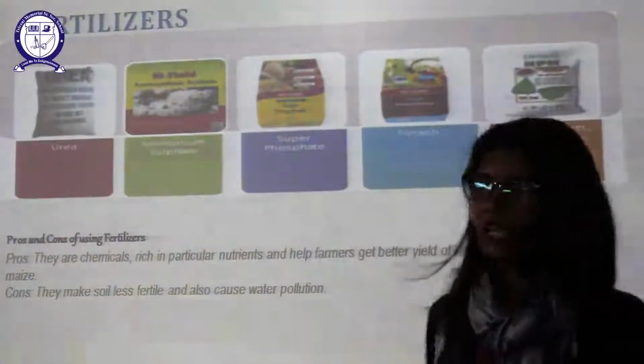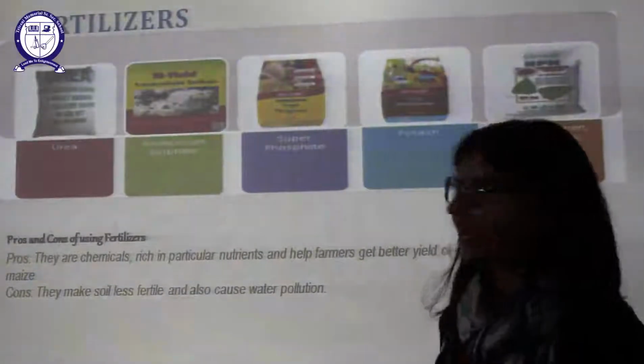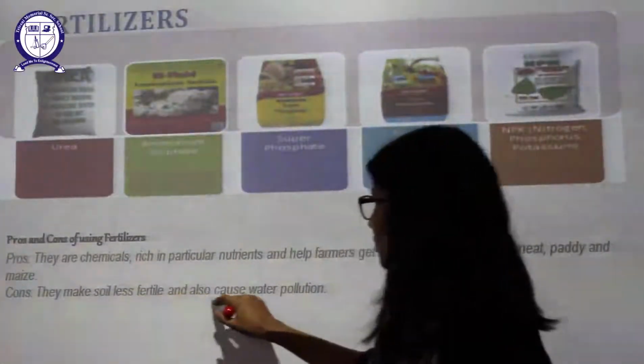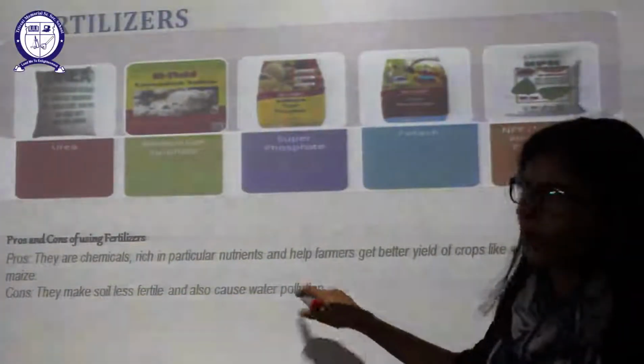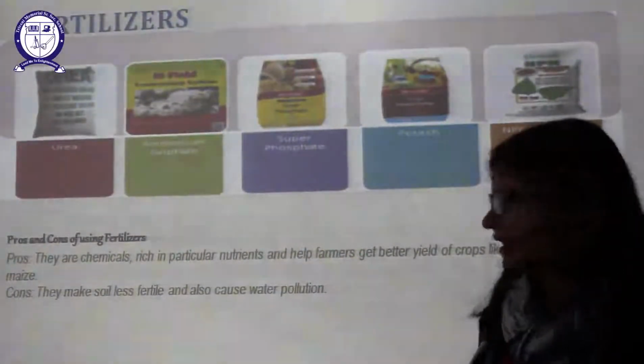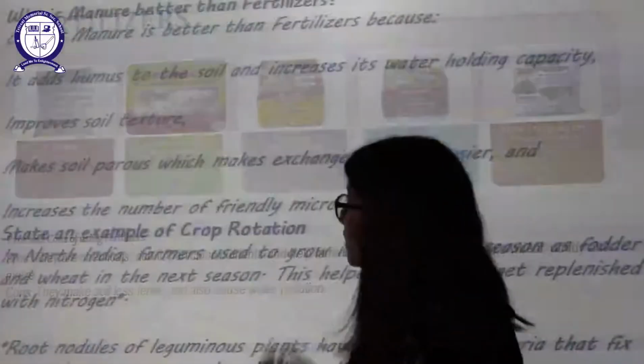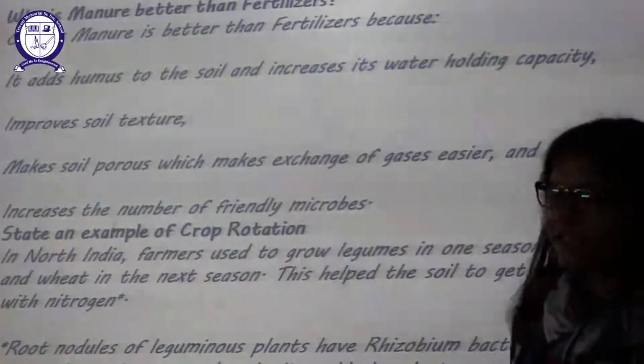If you use fertilizer in the same field again and again, it will make your soil infertile and also cause water pollution, because they are chemical, they are non-biodegradable, so they will cause water pollution as well as soil pollution. Now, why is manure better than fertilizer?